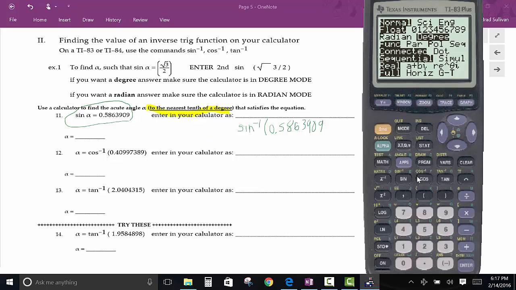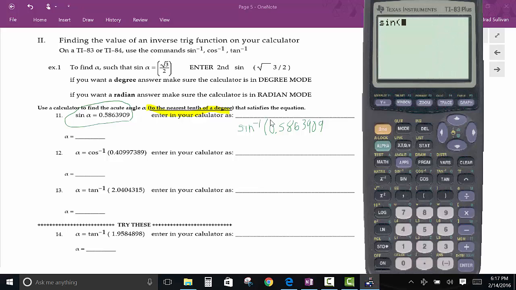Then you just do this like this. If you want the inverse sine button to come up, you have to press the second button first, then the sine, like that. So I'm going to start this like this, second sine. Then I put in the value that I'm interested in, which is 0.5863909. Close parentheses, and then that'll give the answer to the problem, okay? So that is about 35 point, and I want you to round this to a tenth of a degree, so that would be about 35.9, okay?